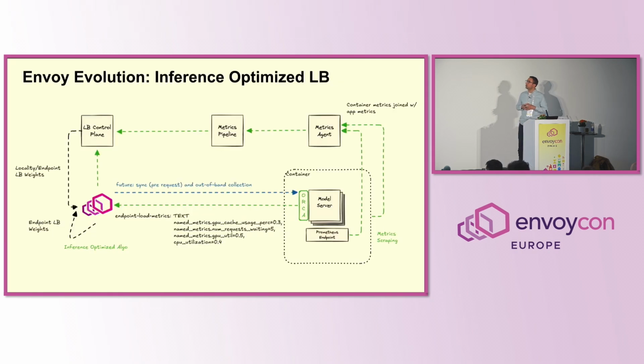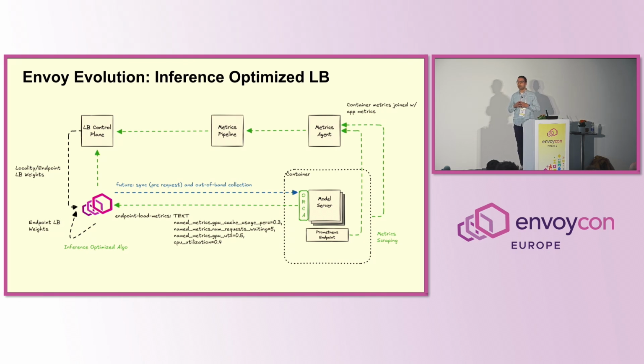OK, so the second major part of this evolution then is inference optimized load balancing. And there are really two key components here, right? The first major component is we want an inference optimized load balancing algorithm, right? And I'm not going to do a deep dive on model server token generation as part of this talk because that's its own separate talk.